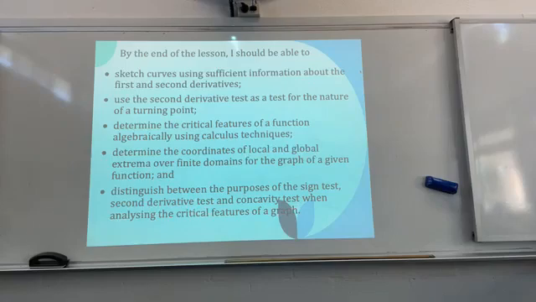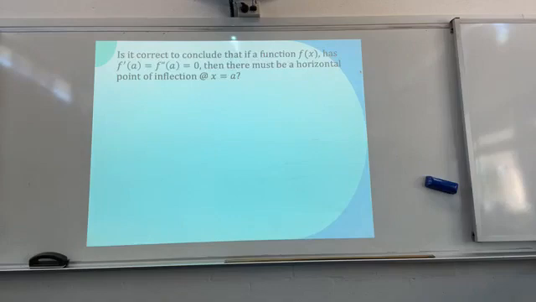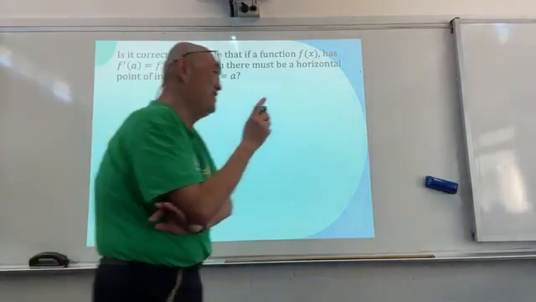Now, let's start off looking at this question. Is it correct to conclude that if a function f(x) has first derivative 0 and second derivative 0 at x equals a, then there must be a horizontal point of inflection at x equals a? No, because you could have a turning point. Let's look at it this way. Can it be an inflection or a turning point?